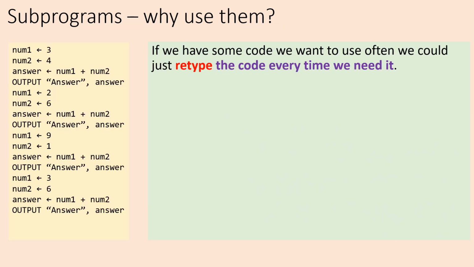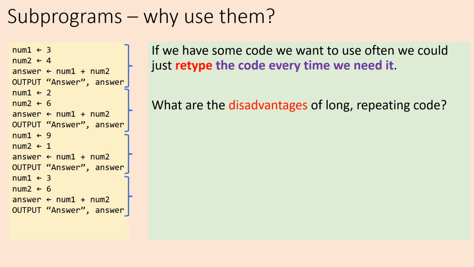Following on from that, why use them? If we've got some code we want to use quite often, we could just keep retyping it when we want to use it. You can see I want to add numbers up, but I want to do it 4 times. I'm changing the numbers, but I'm using these 2 lines of code and repeating them: answer assigned num1 plus num2, output answer. I've done that 4 times: 1, 2, 3, 4.